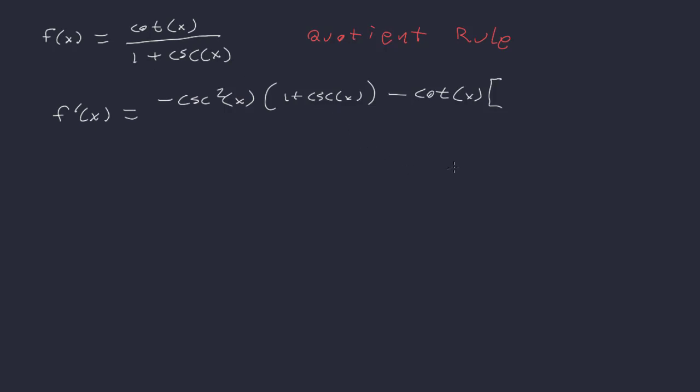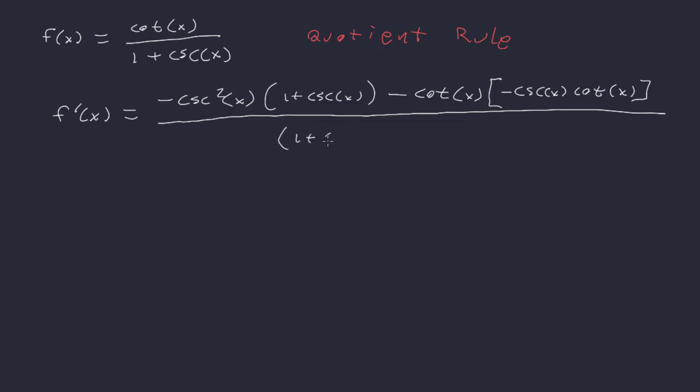So the derivative of the bottom, 1 plus cosecant x. The derivative of cosecant, well, first of all, the derivative of 1 is 0, so we can just drop that. The derivative of cosecant is going to be negative cosecant x cotangent x. And this whole thing will be all over the denominator squared. And as I've mentioned before, multiple times now, of course we can just leave it like this and move on.